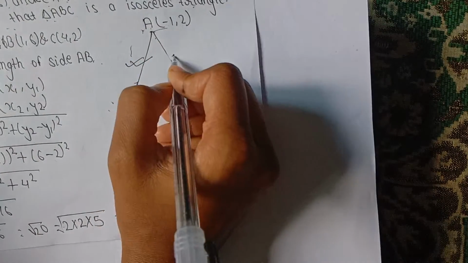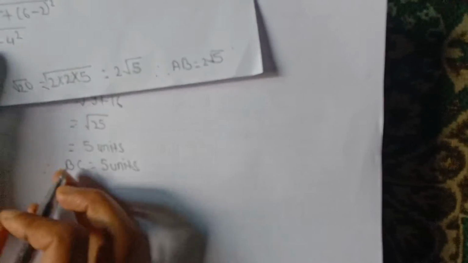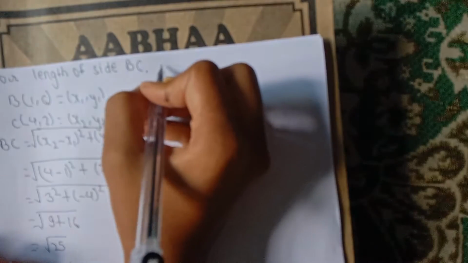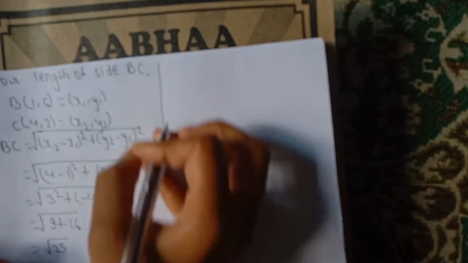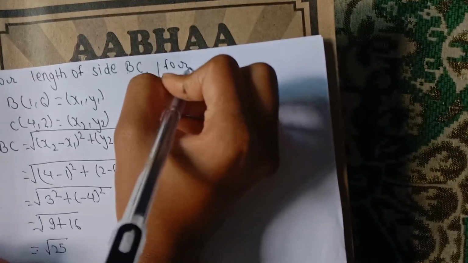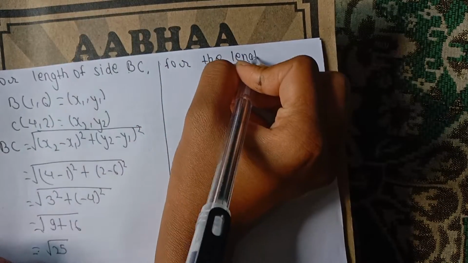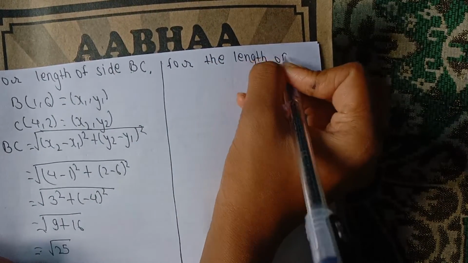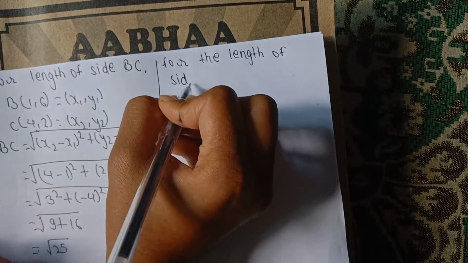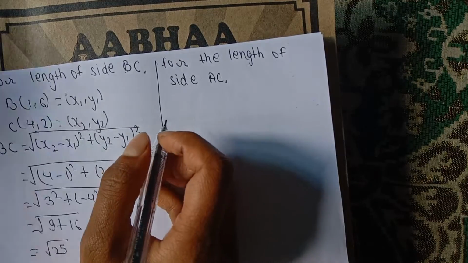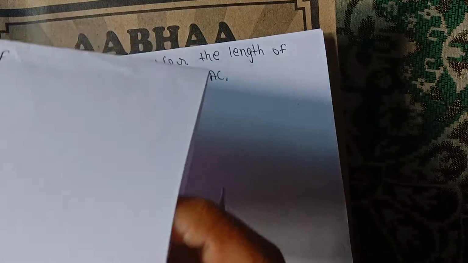Now it's the turn of AC. So let us find it in the same way. So right here, for the length of side AC, look at here. We can show it here in your question.